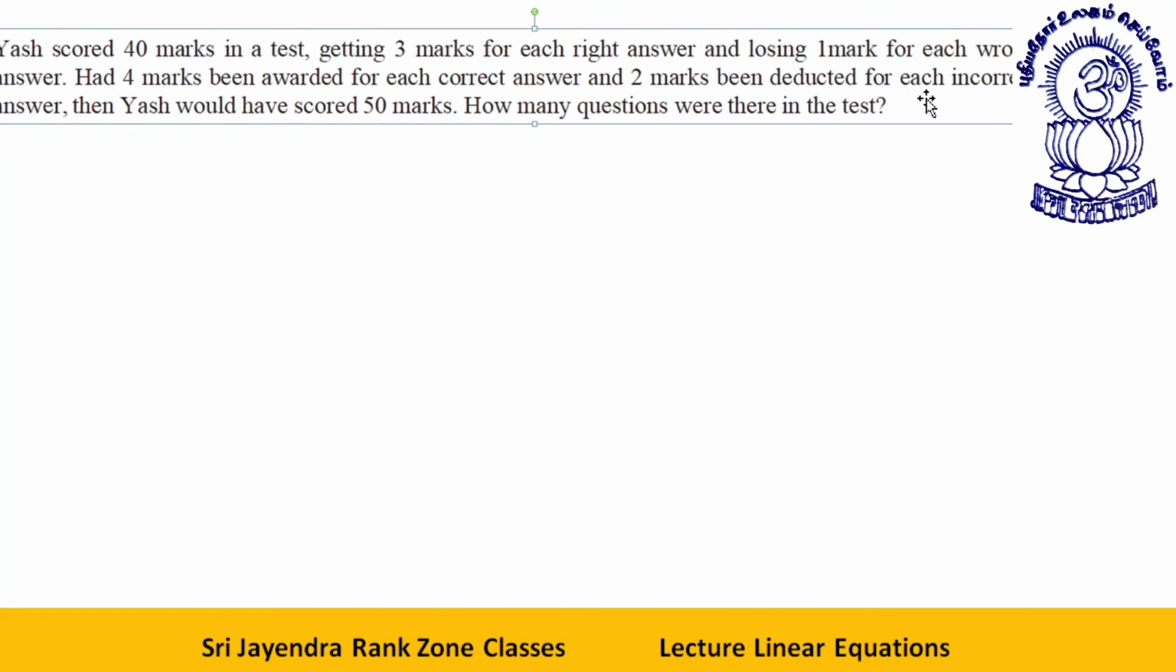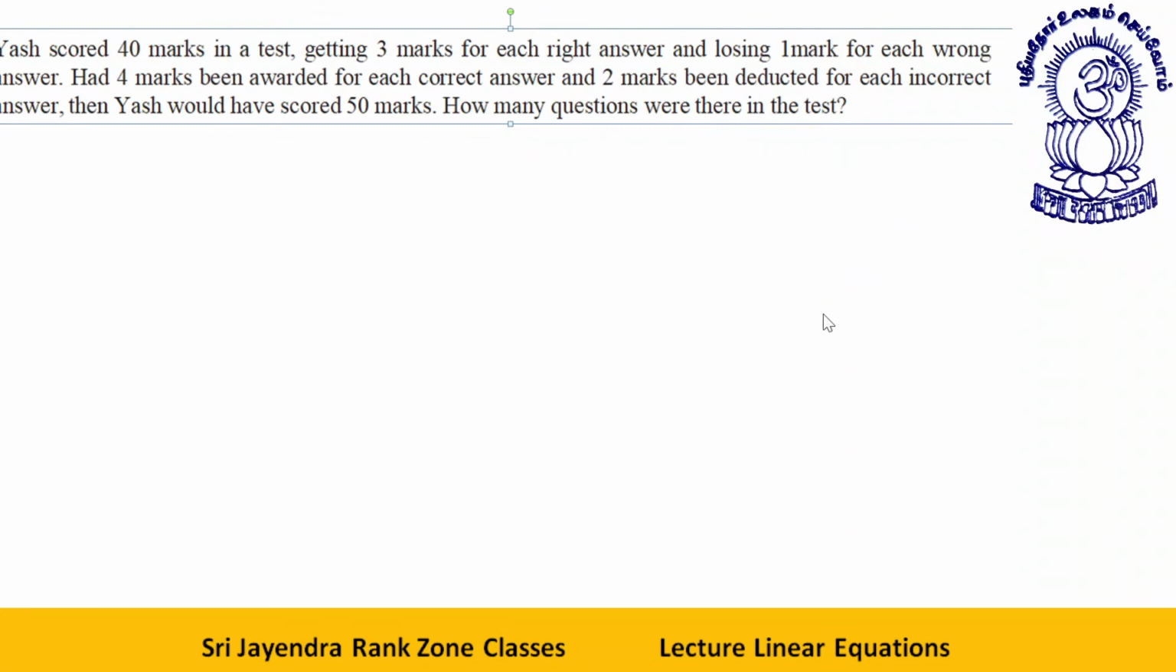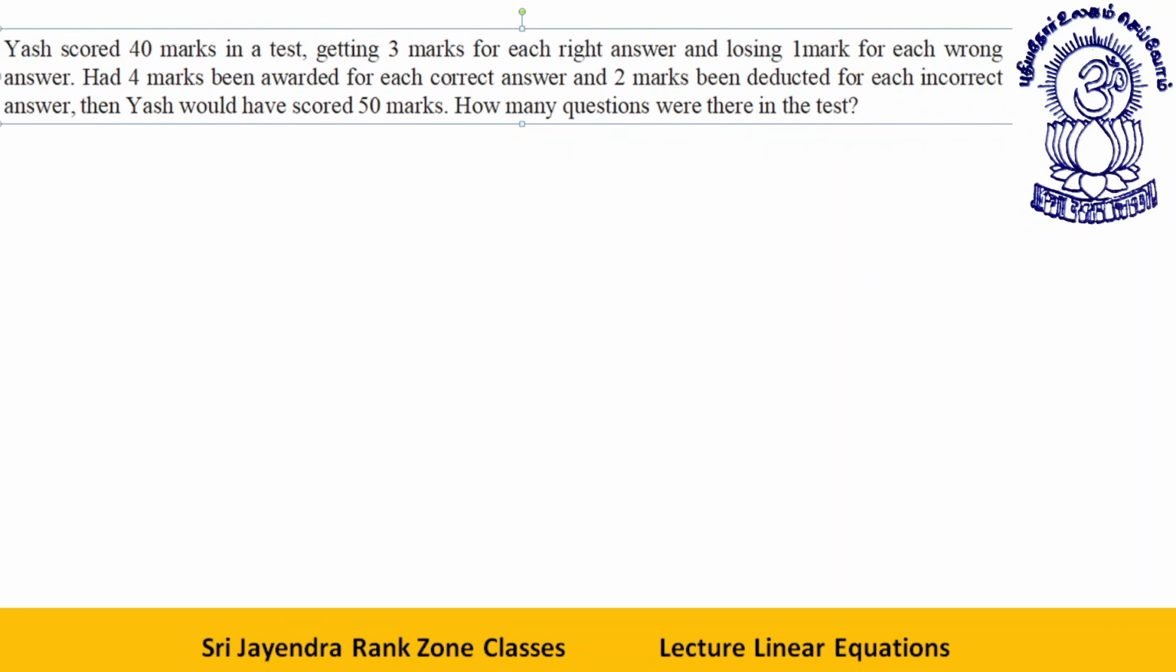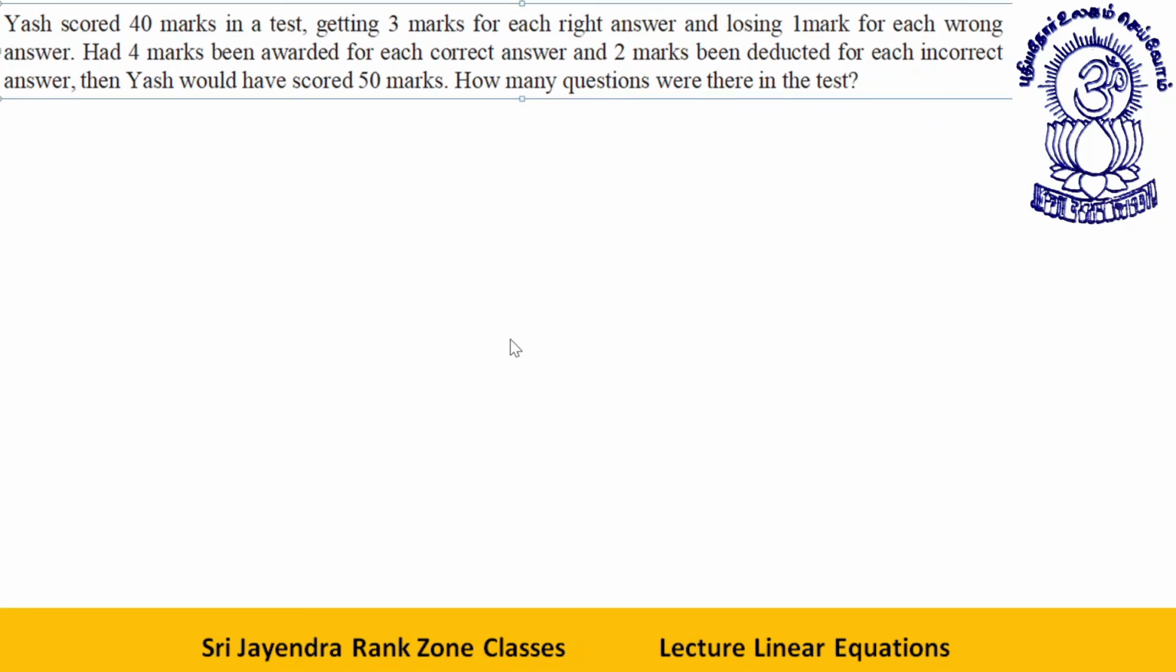This is the next question. Yash scored 40 marks in a test, getting 3 marks for each right answer and losing 1 mark for each wrong answer. Had 4 marks been awarded for each correct answer and 2 marks been deducted for each incorrect answer, then Yash would have scored 50 marks. How many questions were there in the test?